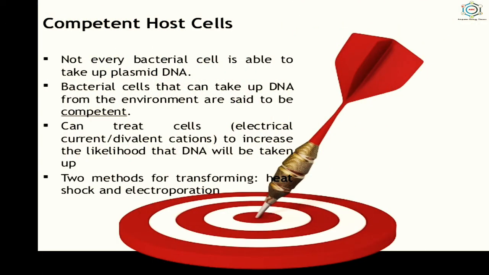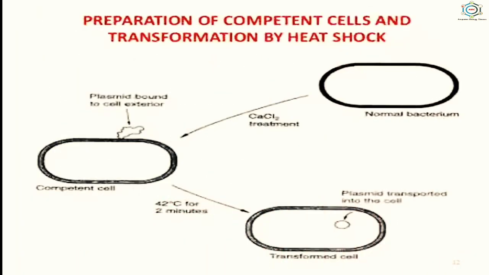Competent host cells: not every bacterial cell is able to take up plasmid DNA. Bacterial cells that can take up DNA from the environment are said to be competent. Cells can be treated with electrical current and divalent cations to increase the likelihood that DNA will be taken up. Two methods for transforming are heat shock and electroporation.